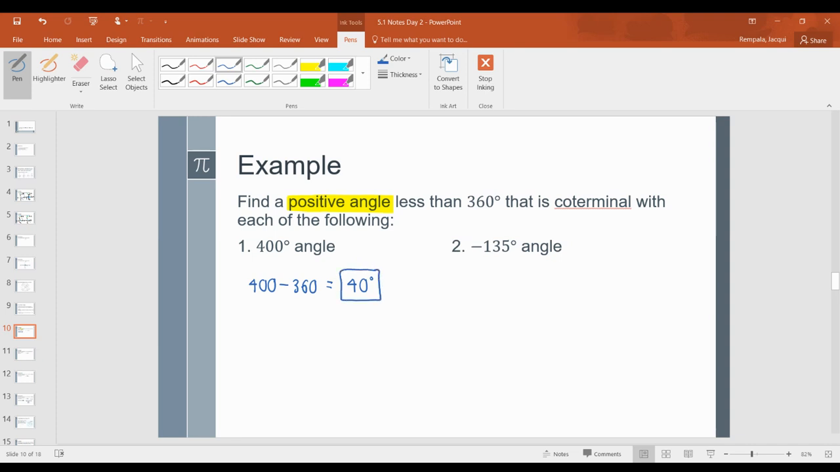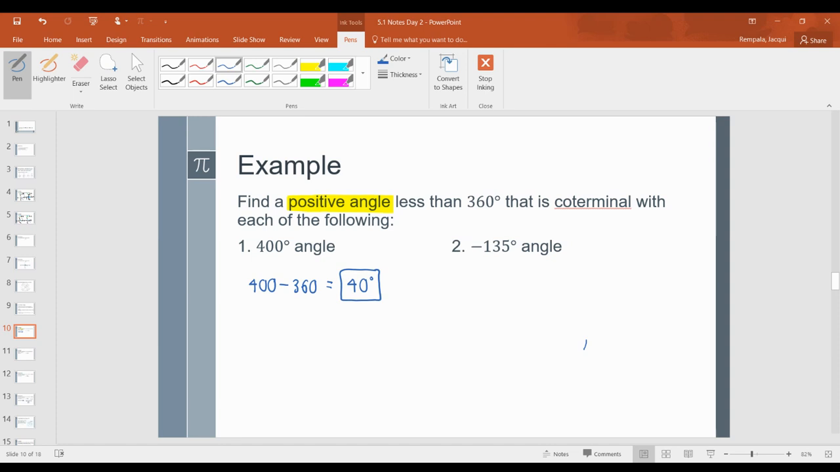If I tried to subtract 360 again, I would get a negative number, and that doesn't meet the requirements that I'm asking for. I need a positive angle. So 40 degrees is the same thing then as 400 degrees as far as the look of the angle in standard position. The next example here, I have negative 135.